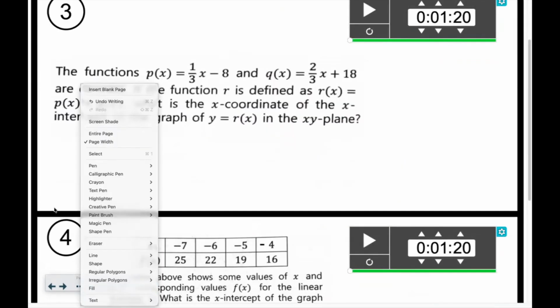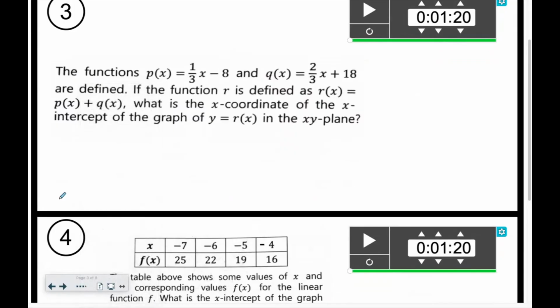All right, on to number 3. So we have two equations, and we're going to add them together and want the x coordinate of the x-intercept. You could definitely do this on Desmos. But I think let's just take a look at what it would look like if we didn't use Desmos.